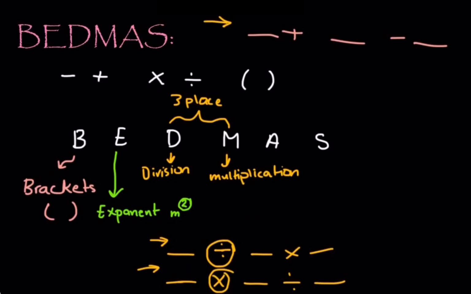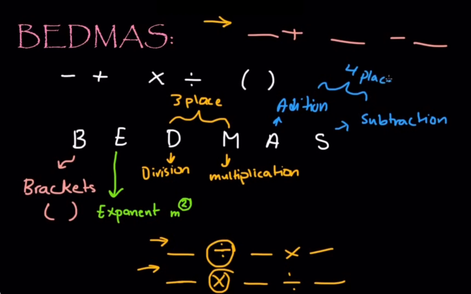Okay? And lastly, we have addition and subtraction. I think I wrote addition wrong, but it's fine. You get the point. And subtraction. Again, these two come in fourth place, both of them. And whichever one comes first from the left, we do that one first. So now that we know BEDMAS, let's apply it using some examples.